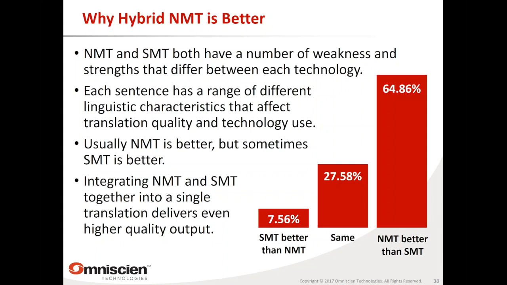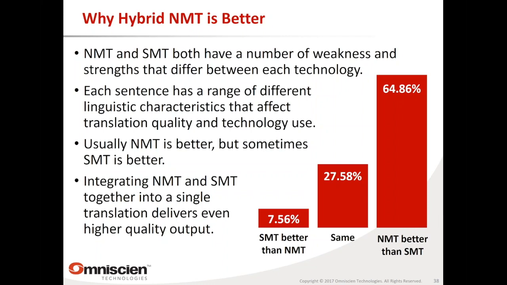Now, why is hybrid better? Well, neural works very well in certain scenarios and very badly in other scenarios. And SMT works very well in some and very badly in others. So what we found over a large body of content is that around 65% of the time, neural is better. Now, that could be when the sentences are longer or better structured, or in particular when the language has a lot of long distance reordering that statistical doesn't handle as well.